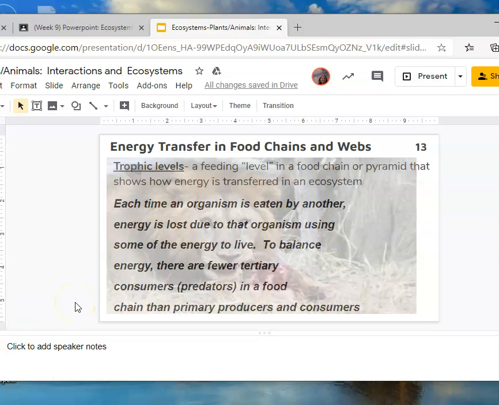The energy transfer in food chains and webs, you have the trophic levels, a feeding level in a food chain or pyramid that shows how energy is transferred in an ecosystem. Now, each time an organism is eaten by another, energy is lost due to that organism using some of the energy to live. And to balance energy, there are fewer tertiary consumers or predators in a food chain than primary producers and consumers.